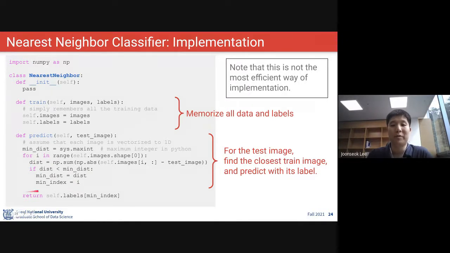Then by this point, we have computed the distance between the test image and all the training images. And now we have the minimum distance, which is the most similar image's distance to the test image. And we also know what that image is by storing this index. And what we output is the label of that closest image or most similar image, which is self.labels, and the index is the minimum index. So this is very simple code. We just go over the training examples and compute the distance between the test image and all the training images. And we remember the closest image and the label of that, and we just output it. So this is the simplest implementation of the nearest neighbor classifier.